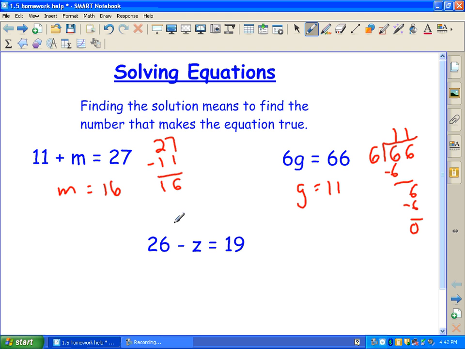Now this one's set up a little bit differently. This is saying 26 minus what number would give me 19? Well, I would have to subtract 7 from 26 in order to get 19. So my solution would be z equals 7.